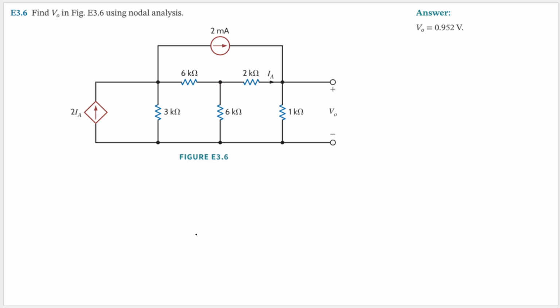Hello, my name is Ardi and we are going to solve problem E3.6 from Irwin's book. So the question is: find V0 in figure E3.6 using nodal analysis.